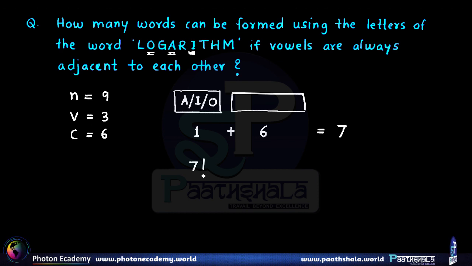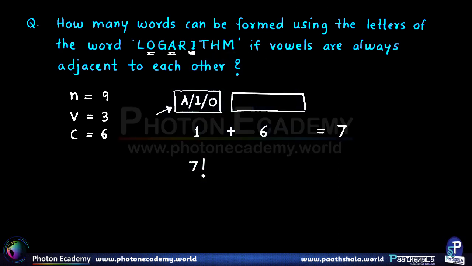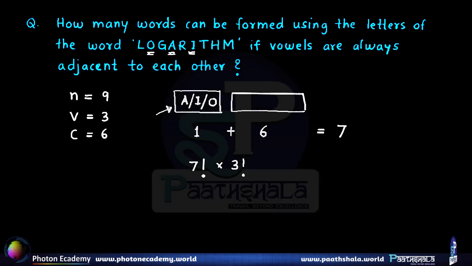And for each of these arrangements, if we think of the vowel box, the 3 vowels can arrange among themselves in 3 factorial ways. So therefore we have to multiply 7 factorial by 3 factorial, and that is the final answer. So these many total words can be formed in which the vowels are always together. No matter where the box is present, the 3 vowels A, I and O are always adjacent to each other.